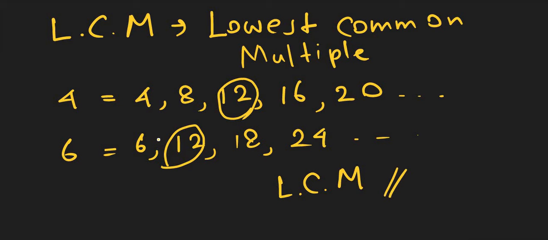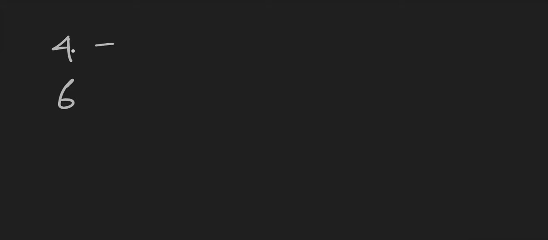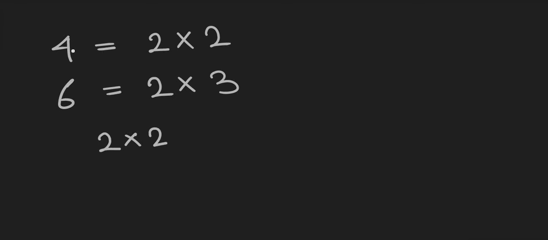Now let's see how we can find the same answer using factorization. 4 and 6 can be prime factorized as this. 4 can be prime factorized as 2 into 2, and 6 can be prime factorized as 2 into 3. So from these numbers, we take the most number of 2's found in one number, which is 2 into 2. And the most number of 3's found in one number is 3, that is with regard to 6. Therefore, 2 into 2 is 4, 4 into 3 is 12. So that's how we find the LCM of two numbers.